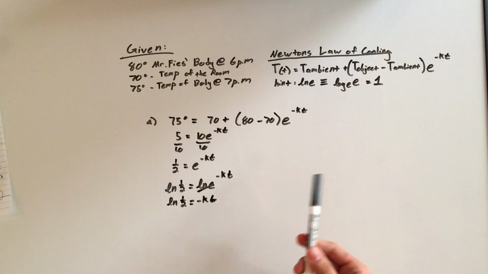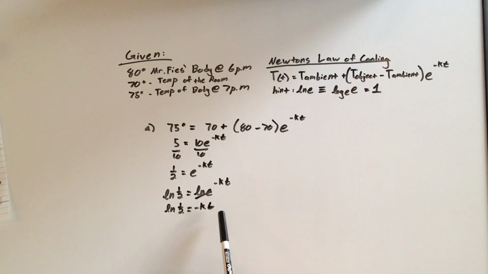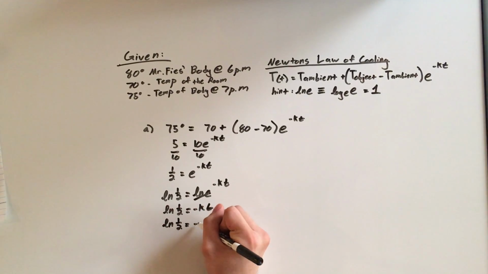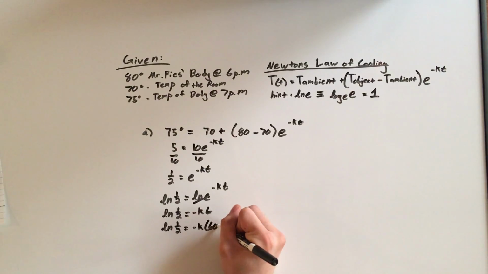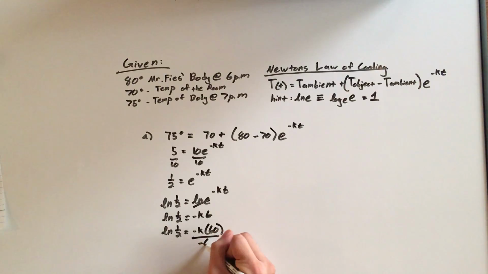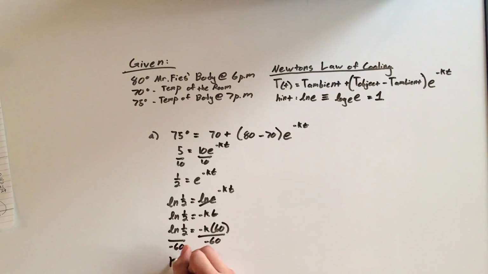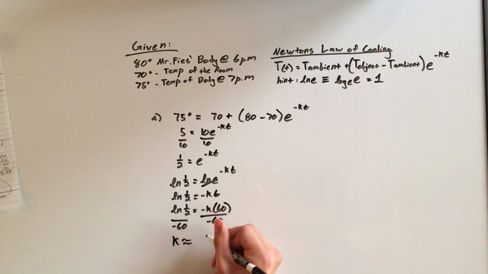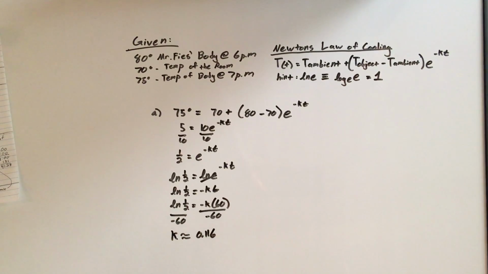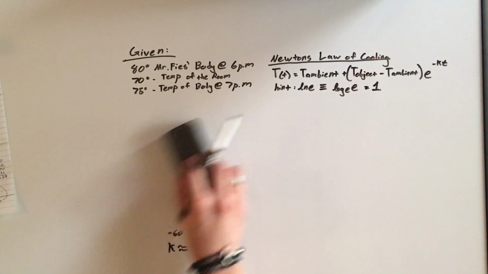So what we're going to do now is, because the time elapsed is 1 hour, we're going to say that t is 60 minutes. ln of 1/2 is equal to negative k times 60. We do simple algebra, divide by negative 60 on both sides because we want a positive k. And we get k to be equivalent to 0.116. Alright, good. We got the first step over and done with. I'm just going to erase all this and start step 2.